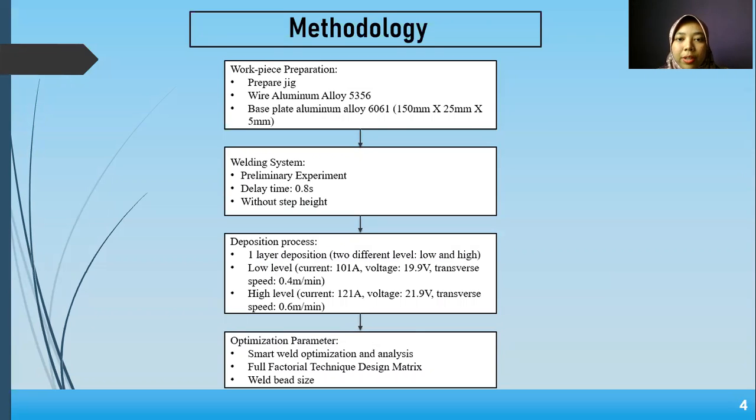Methodology. First, the workpiece preparation. The jig has been prepared to hold position and support the base plate from moving during the deposition process. Prepare the wire, aluminium alloy 535C, with diameter 1.2mm, and also prepare the base plate, aluminium alloy 6061, with dimensions 150mm length, 25mm width, and 5mm thickness.